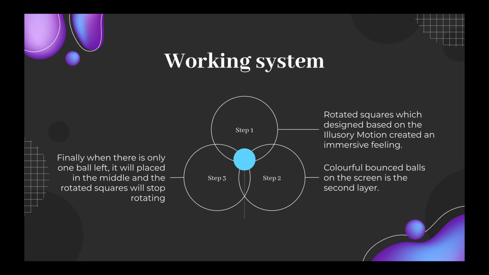The first step is to create a rotating square based on illusory motion, and it offers a sense of immersive feeling. And step 2 is the bounced ball that appears on the second layer, moving randomly. And step 3 is the final result display. Only one ball left, and it will be placed in the middle.